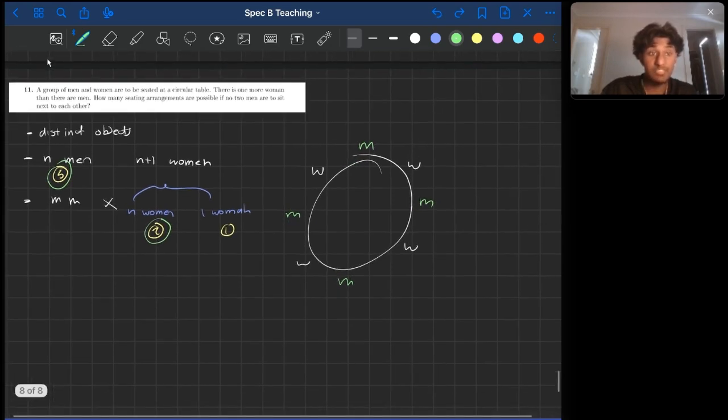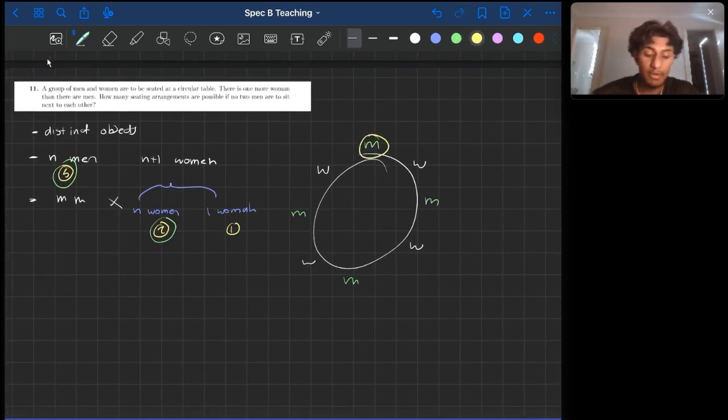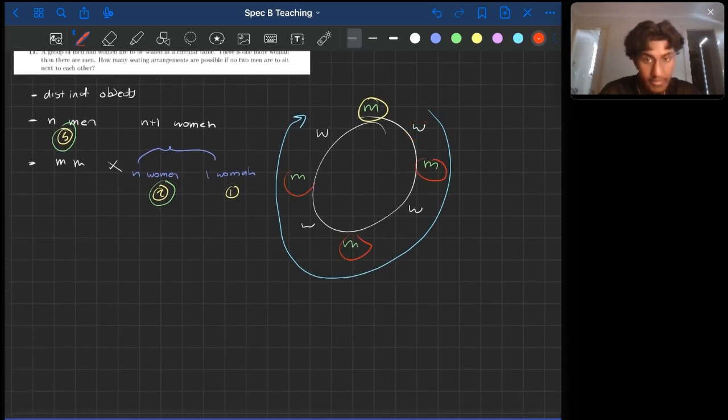So we have a circle, and we have to fix one of them. I'm going to get one man and fix him here. Now the rest of this, I'm going to treat like a line. So we fix one man, and we have 3 men left. How many available spots for men? Men is green: 1, 2, 3. We have 3 men left and 3 spots left, so it's going to be 3 factorial, because it's a line now. And for the women, there are 4 women left and 4 spots for women, so it's going to be 4 factorial.